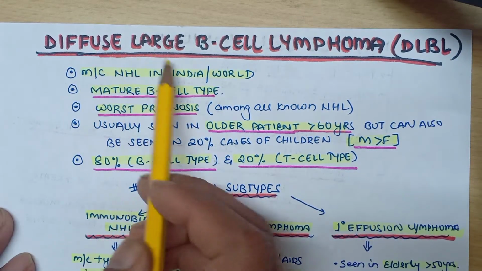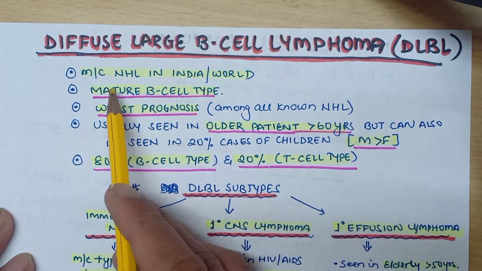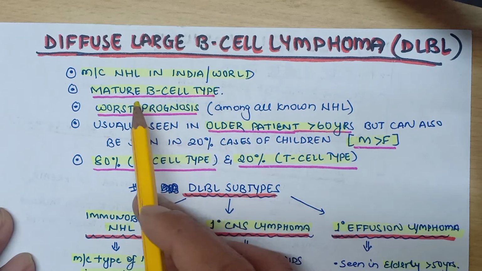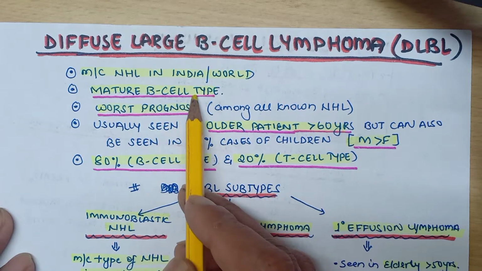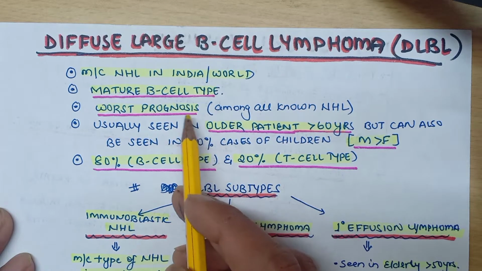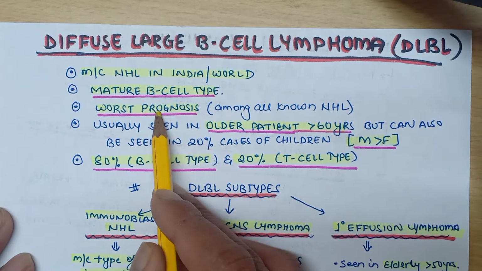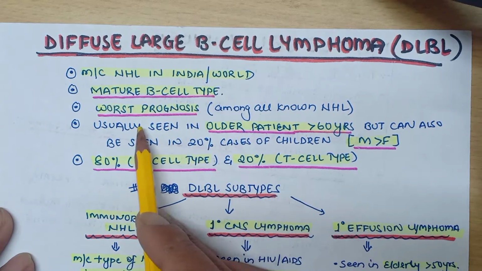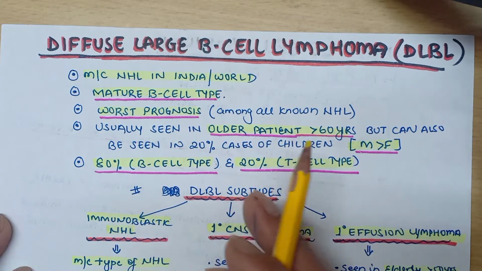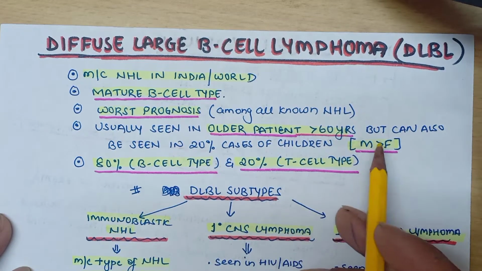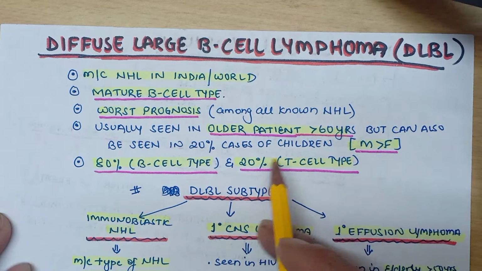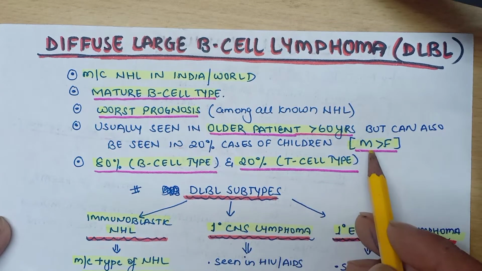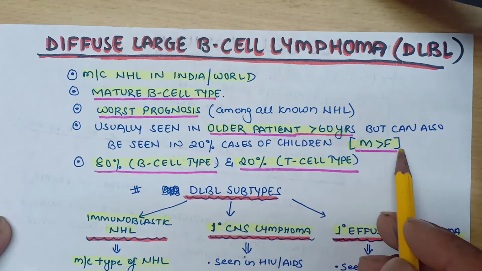Diffuse large B-cell lymphoma is the most common non-Hodgkin's lymphoma in India and the world, and it is a mature B-cell type of lymphoma. Among all non-Hodgkin's lymphoma it has the worst prognosis. It is usually seen in older patients more than 60 years of age, but it can be seen in children as well. It is seen in 20% of children, and males are more commonly affected than females.